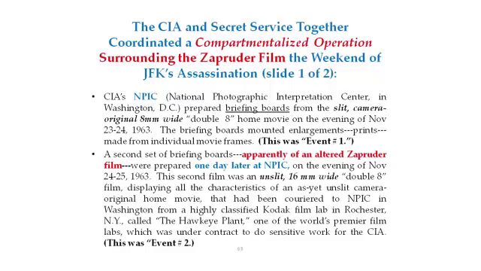As I've said, this second film was an unslit, 16mm wide, double-8 film, displaying all the characteristics of an as-yet unslit camera original home movie. It was couriered to NPIC from a highly classified Kodak film lab in Rochester called the Hawkeye plant. Now, the Hawkeye plant was Kodak's name for its R&D facility. The CIA's name for the facility was a code name, Hawkeye Works. And the agent who brought the film to NPIC Sunday night said, "I've just come from Hawkeye Works in Rochester. That's where this film was developed."